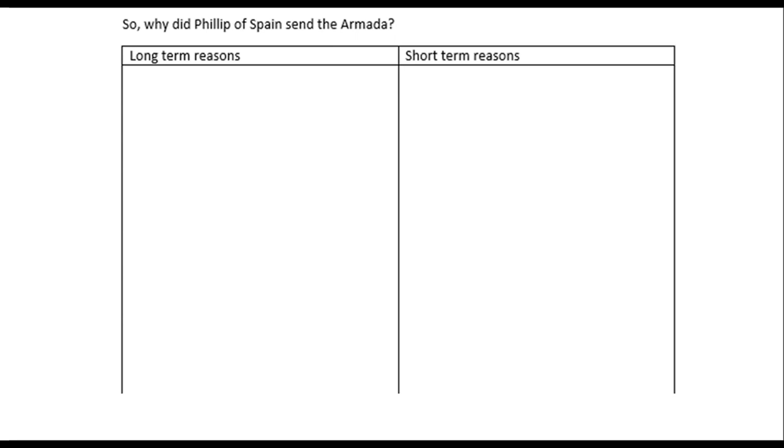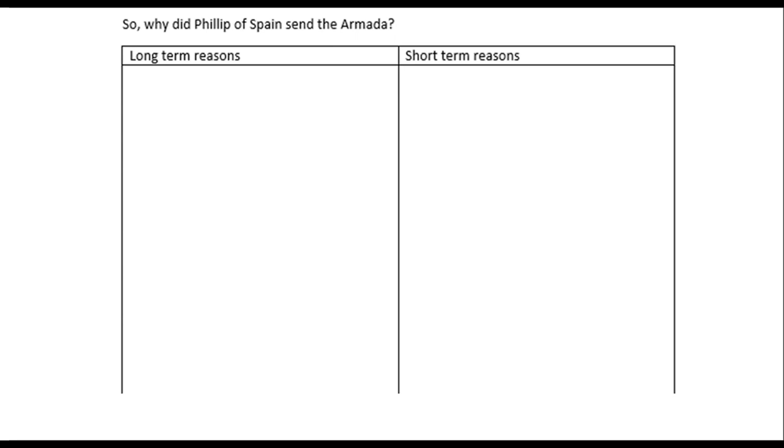In the short term, there is the Treaty of Nonsuch and the open warfare between Elizabeth and Philip of Spain. There are the actions of Sir Francis Drake, the singeing of the King of Spain's beard at Cadiz, which we'll come to in a moment. These things are the short-term trigger, and you could put in there the execution of Mary, Queen of Scots, as the final thing.